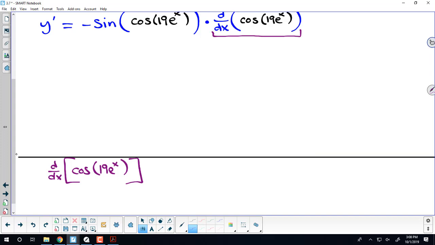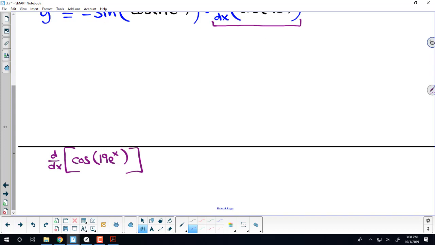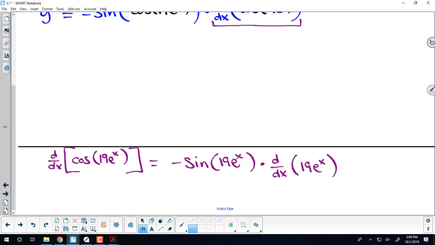With cosine 19 e to the x, what's the outer function? Cosine, so we take the derivative of the outside, leaving the inside alone, and we multiply that by the derivative of the inside, 19 e to the x. So what's the derivative of 19 e to the x?